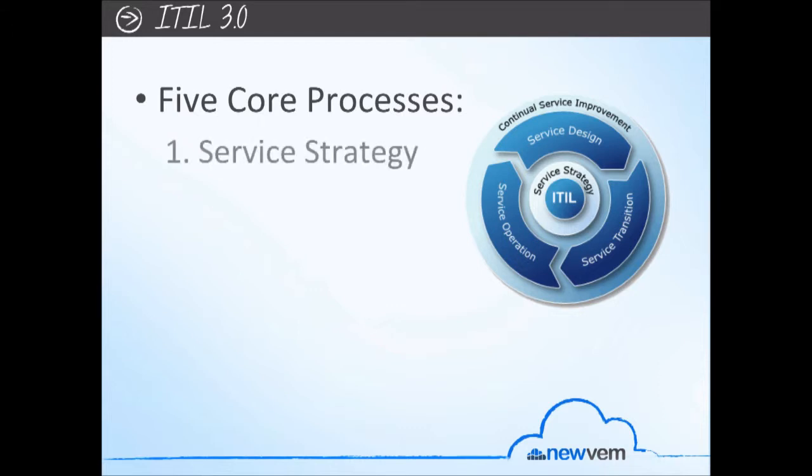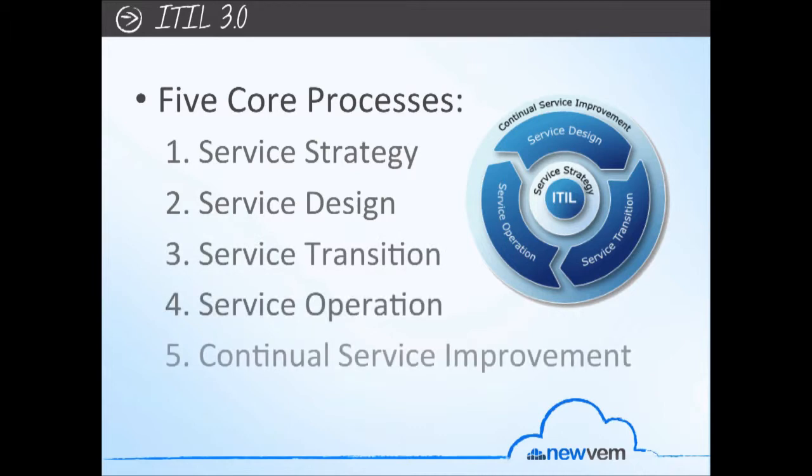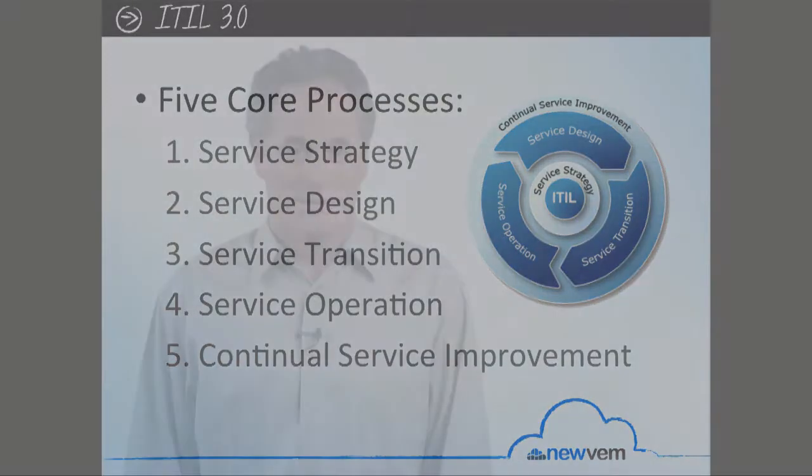ITIL 3 is separated into 5 core processes: service strategy, service design, service transition, service operation, and continual service improvement.